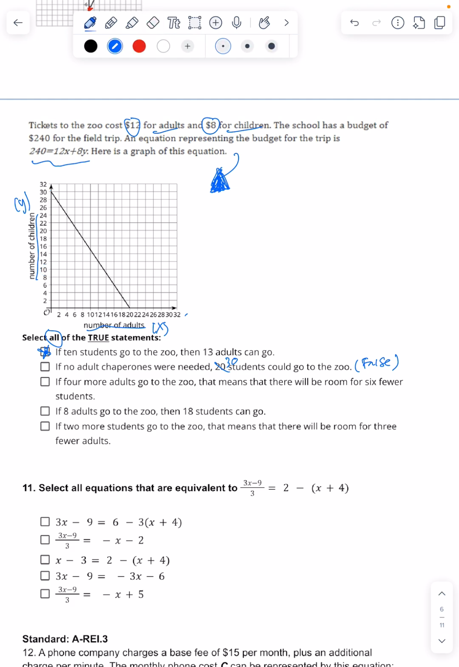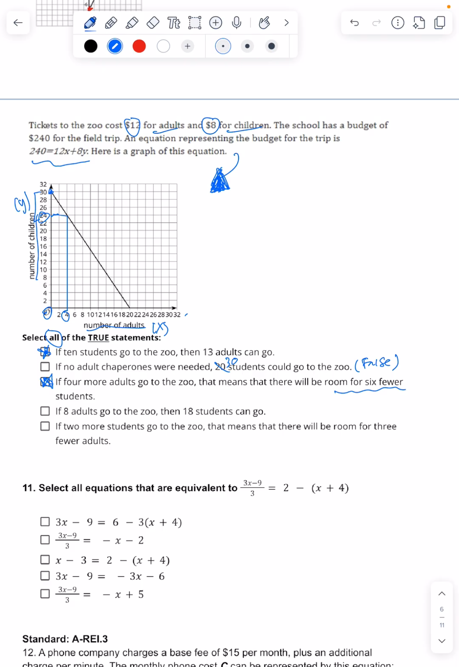Now the next statement says, it says if 4 more adults go to the zoo, that means that there will be room for 6 fewer students. Well, if zero adults went, we determined that it will be 30, right? Well, they're saying, well, what about if they had 4 more going? Well, if instead of 0, 4 went, right? That means that only 24 students could go, essentially, right? So if it was 0 adults, it was 30, and now if 4 adults go, it's 24. Well, that means that they went from 30 to 24. So that means that, yes, there are 6 fewer students that will be able to go. So that one is true, right?